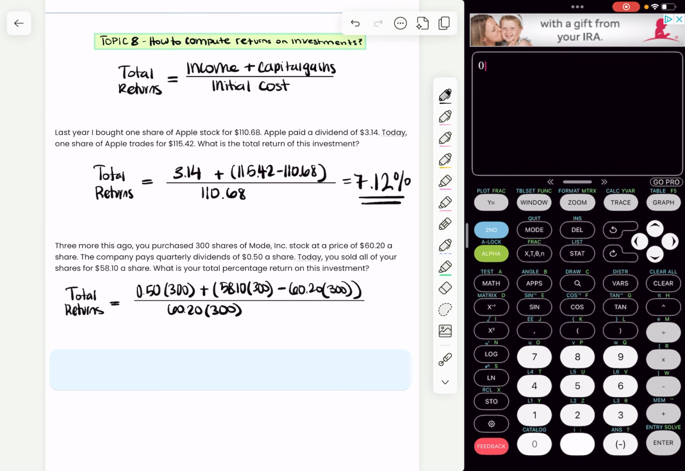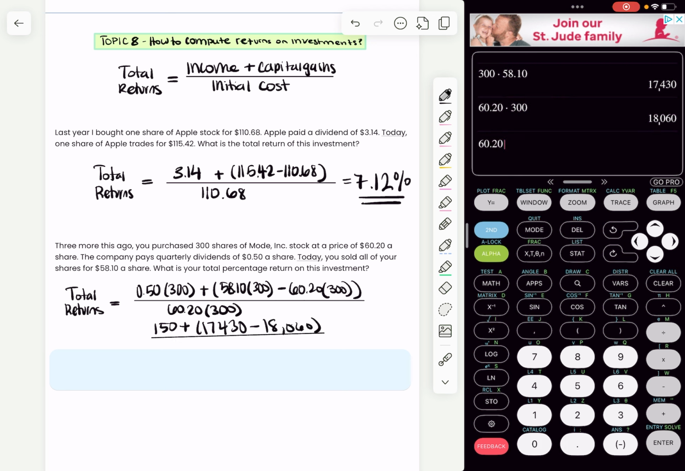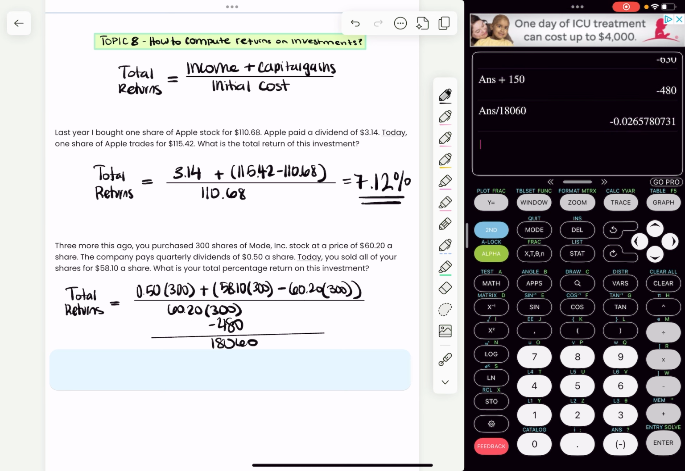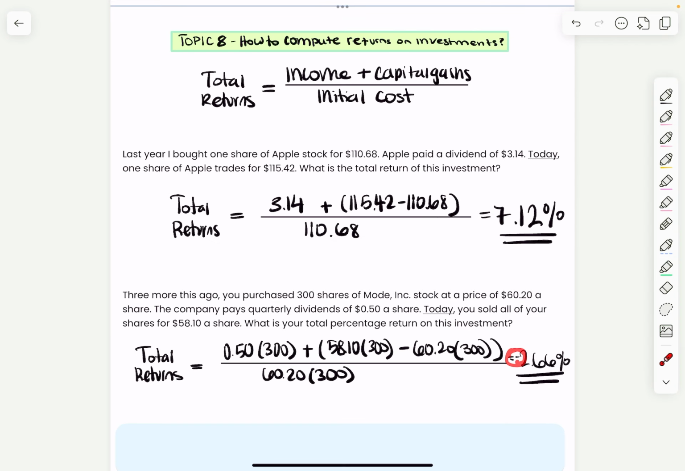If we plug that into a calculator, we get 0.50 times 300, which is 150, plus 300 times 58.10 minus 60.20 times 300, divided by 60.20 times 300. So this minus 18,060 is negative 630. Plus 150, that's negative 480 divided by 18,060. That's the decimal; multiplied by 100 to get the percentage, that's equal to negative 2.66%, meaning that our return was not good.